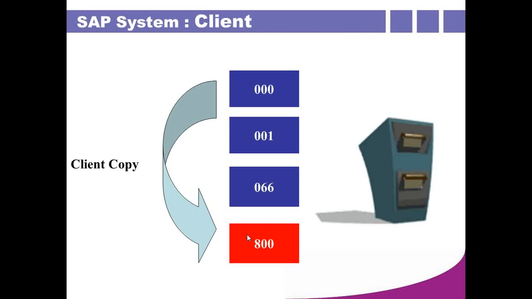Unless your business requires one more client in quality, production or development, we will not create one. If they want one more client for testing purposes, at that time only we will create a new client. That is also one time, not regular. So this is the need for new client creation and the requirement to copy.